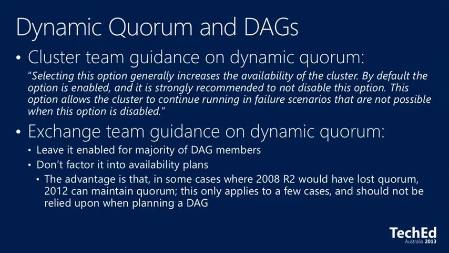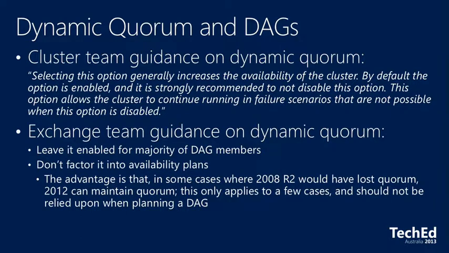So our guidance is pretty simple. The cluster team is very straightforward about this. Keep it enabled. It's going to provide you with availability that's greater than Windows 2008 because it gives you availability for failure scenarios that you didn't have in previous versions. Our guidance is to also leave it enabled for the majority of DAG deployments. We haven't really come up with any reasonable deployment model or business requirement that would warrant disabling dynamic quorum.